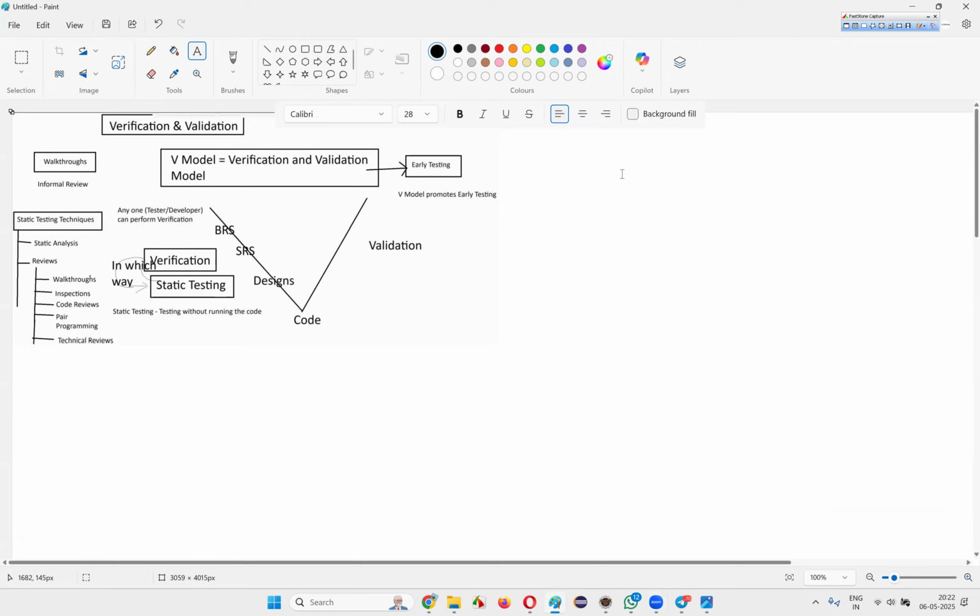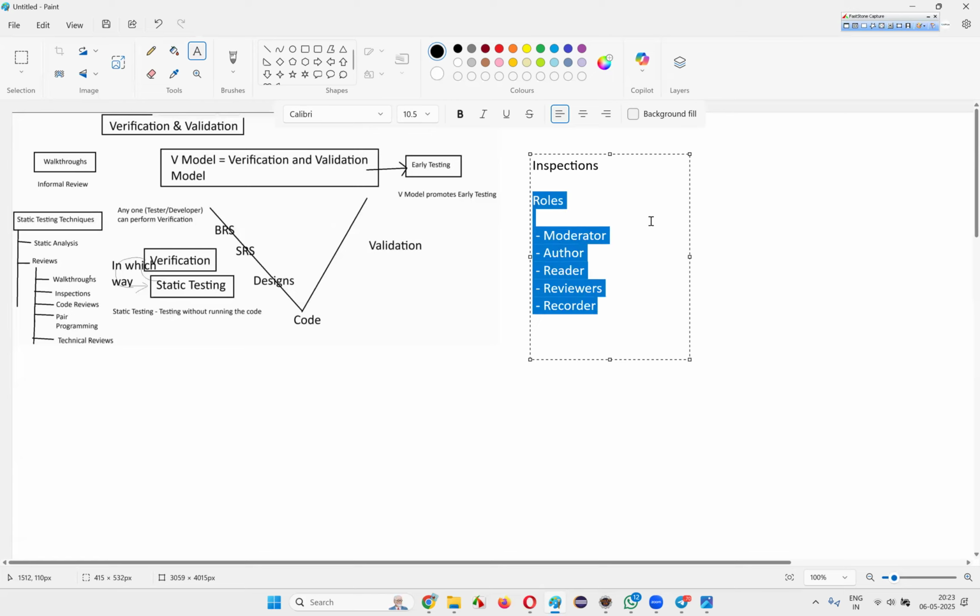Now tell me, guys, what are the different roles we have in the inspection? In the inspections, what are the different types of roles we have? Anyone remember? Moderator. Then next one, author. Then reader. Then reviewers, multiple people. Then finally, recorder. Okay. These are the different roles we have.